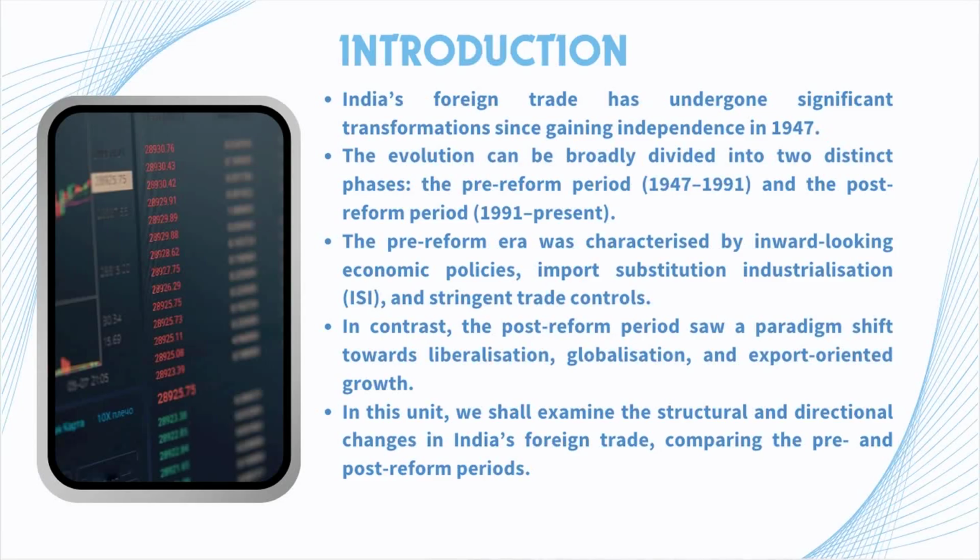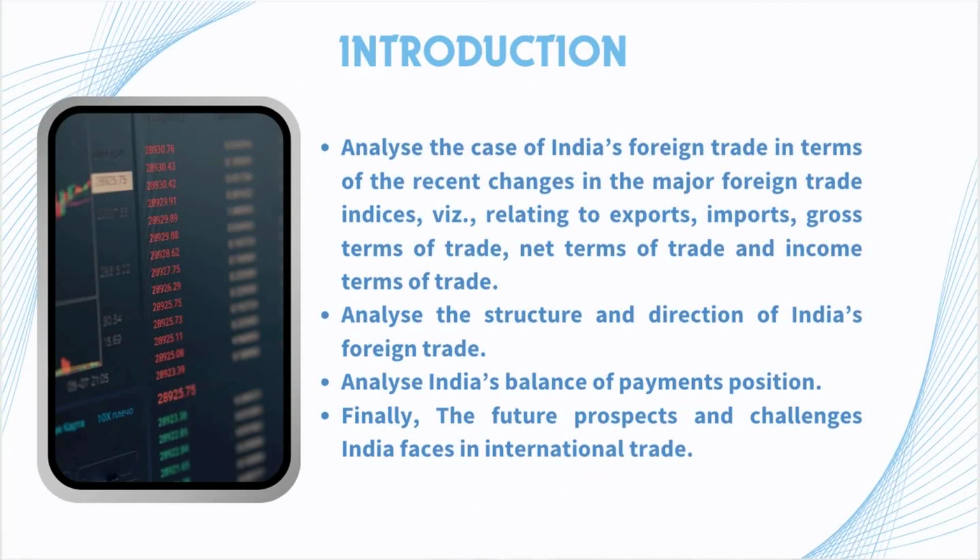In this unit, we shall examine the structural and directional changes in India's foreign trade, comparing the pre- and post-reform periods. We shall also analyze the recent changes in the major foreign trade indices, namely exports, imports, gross terms of trade, net terms of trade, and income terms of trade. Then we shall analyze the structure and direction of India's foreign trade. Next, we shall analyze India's balance of payment position. And finally, we shall look into the future prospects and challenges in the international trade arena.